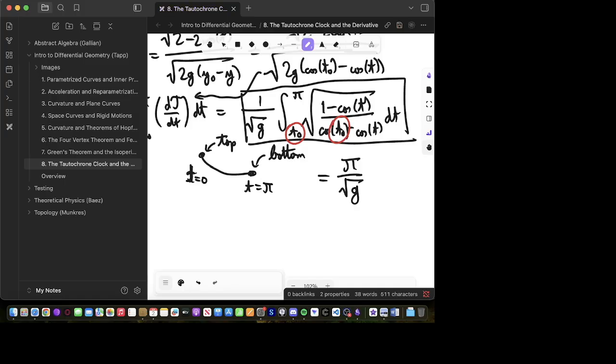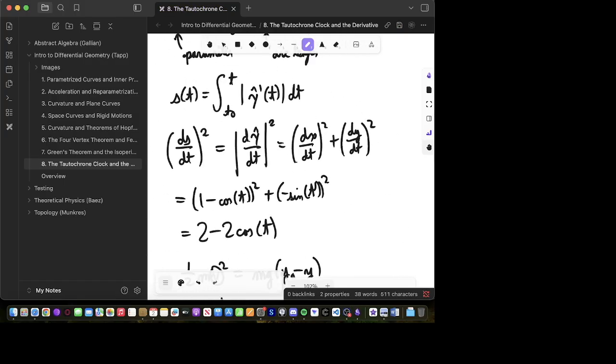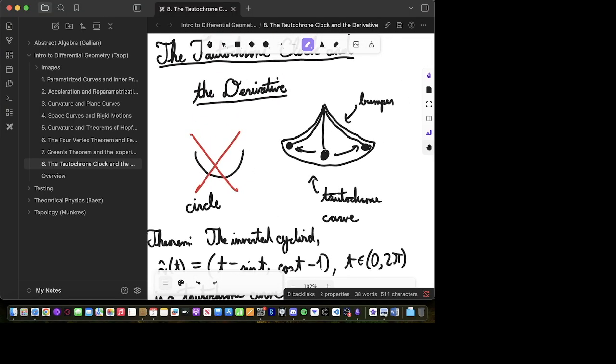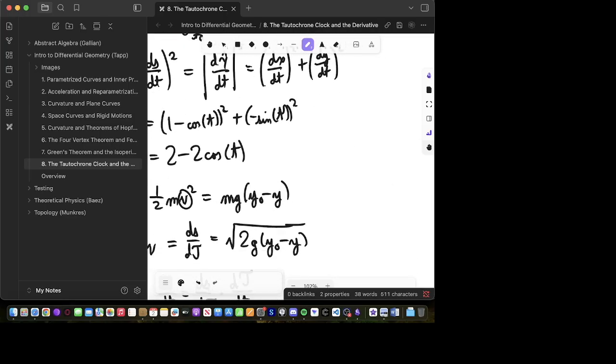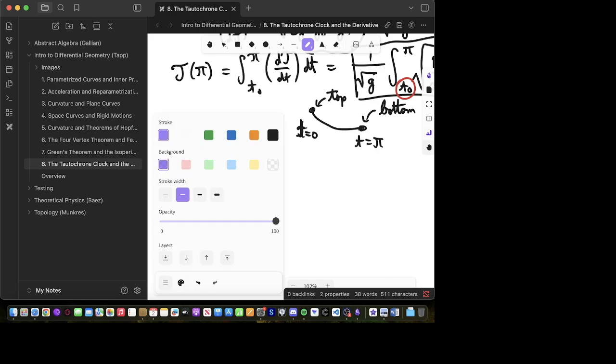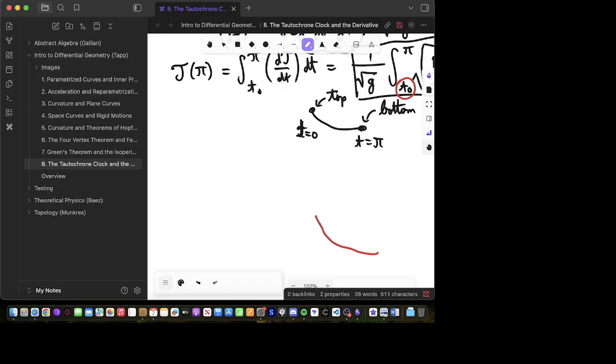So that is pretty interesting. We found a curve that doesn't depend on where you are. The time to reach the bottom doesn't depend on where you are. So that's pretty interesting. But that begs the question, what about the shape of the bumper? Because we have a Tautochrone curve, the inverted cycloid here, but what about a bumper?